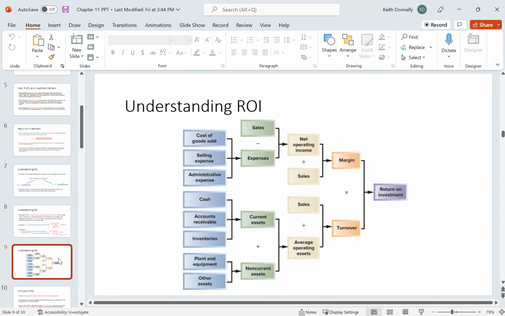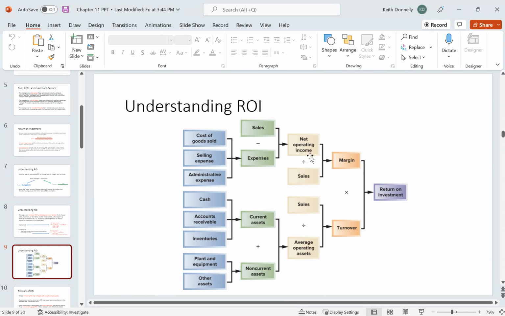Now, this is kind of a big diagram here for spreading everything out. If you think about it, we know our ROI is our margin times our turnover, and you could even smush that together as well to get that one simple equation. But this is just showing how you calculate margin. Well, it's going to be your net operating income divided by your sales.